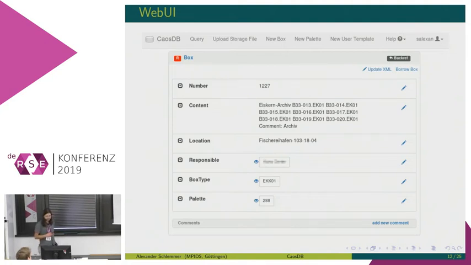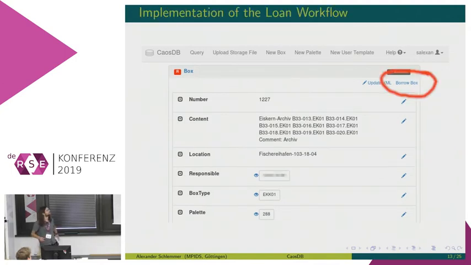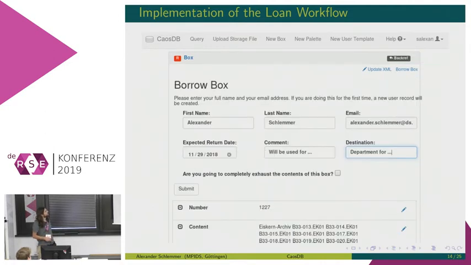And now the important workflow comes into play when we want to borrow a box. So assume we want to borrow this box, to do an analysis on this box. We can click this little button here on the top right and fill in a form. In this case, I already filled it with my name and my email address and expected return date and some other comments that are useful for the data curator at this institute.